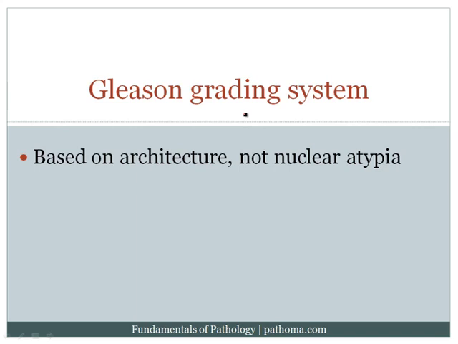So we actually have to look at multiple regions and then score different regions in order to come up with a final score. Now this is classically done by looking at the two most common patterns that exist within the cancer. Those patterns are scored anywhere from 1 to 5, and then the two scores are added to produce a final score, which would range from 2 to 10. The higher the score, the worse the prognosis. But again, the highest yield here is that the Gleason grading is based on architecture and not nuclear atypia.